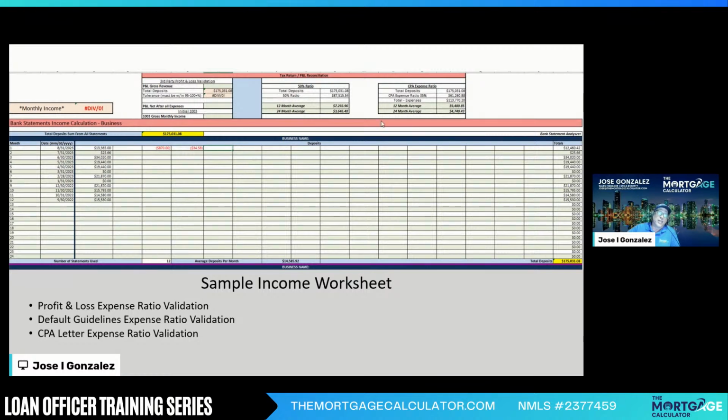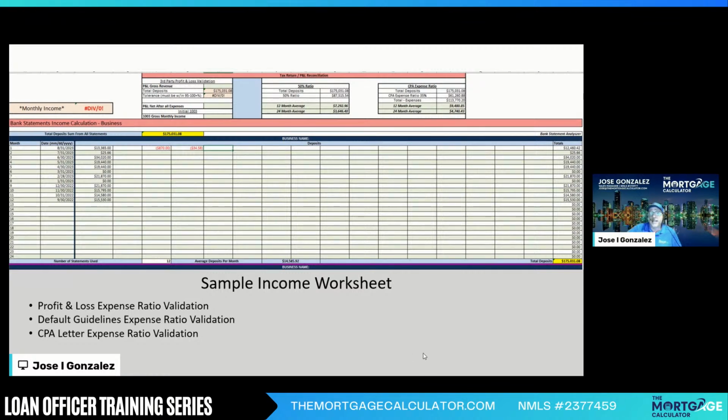Now, if I was using that other option at 80% and it was a service-related business, then this would be set up at 80%, or 20% if you're talking about the expense ratio. And then my income would be much higher here. So that's just depending on this worksheet, which you could use for any of the different conduits. You're just going to set it up differently here.